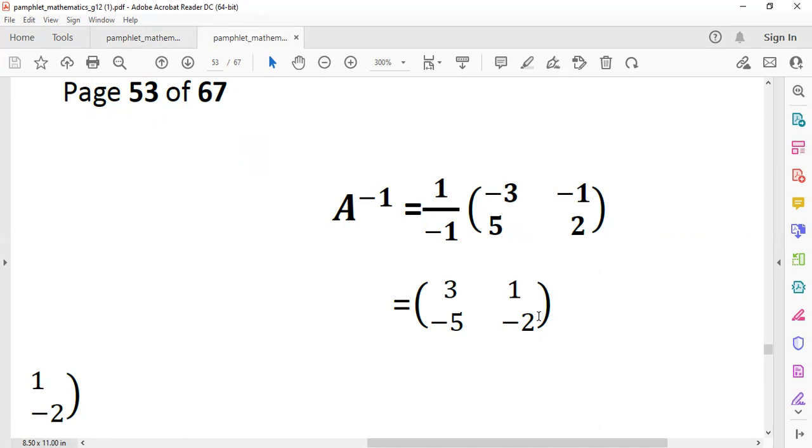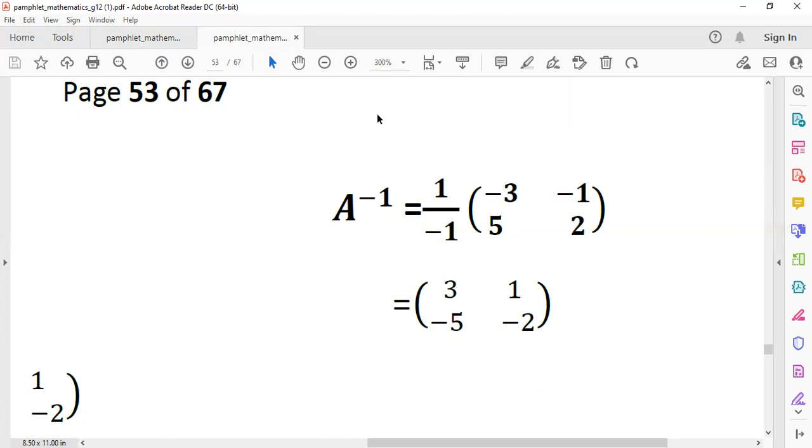So 1 over negative 1 will give you negative 1. Then negative 1 by everything inside the brackets. Negative 1 by negative 3, positive 3. Negative 1 by 5, negative 5. Negative 1 by negative 1, positive 1. Negative 1 by 2, negative 2. So this is your inverse of A.